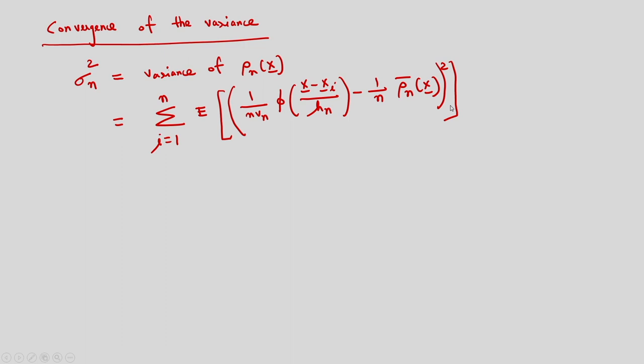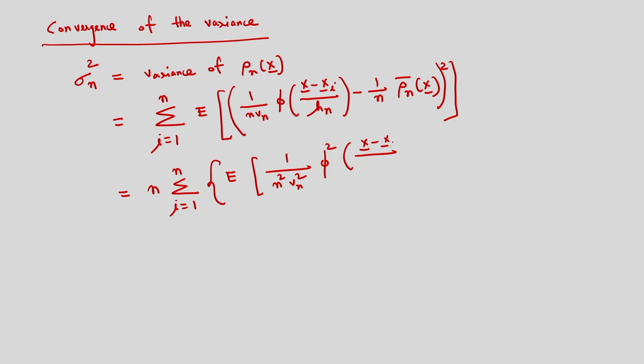I can write this expression like this. If I take n out from the summation sign, sum over i equal to 1 to n of the expected value of (1/n^2 Vn^2) phi^2((x - xi)/hn), minus (1/n^2) pn^2(x).